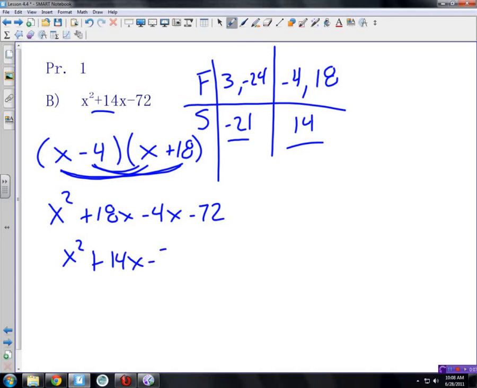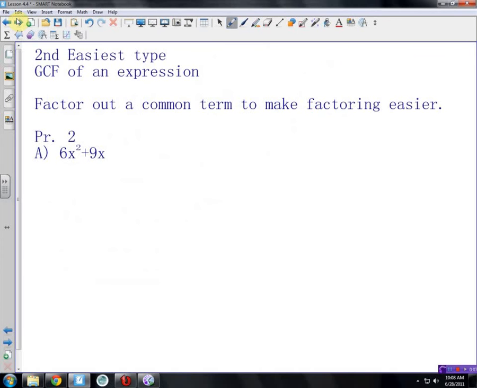All right, this is the second easiest type of factoring. It's the GCF, greatest common factor. So sometimes it's going to be easier to factor out the greatest common factor instead. So like on this one here, we have these two terms, and they have some things in common. One thing they have in common is a 3. Right? 3 goes into 6, 3 goes into 9. And another thing that they have in common is an x. So 3x is what they have in common.